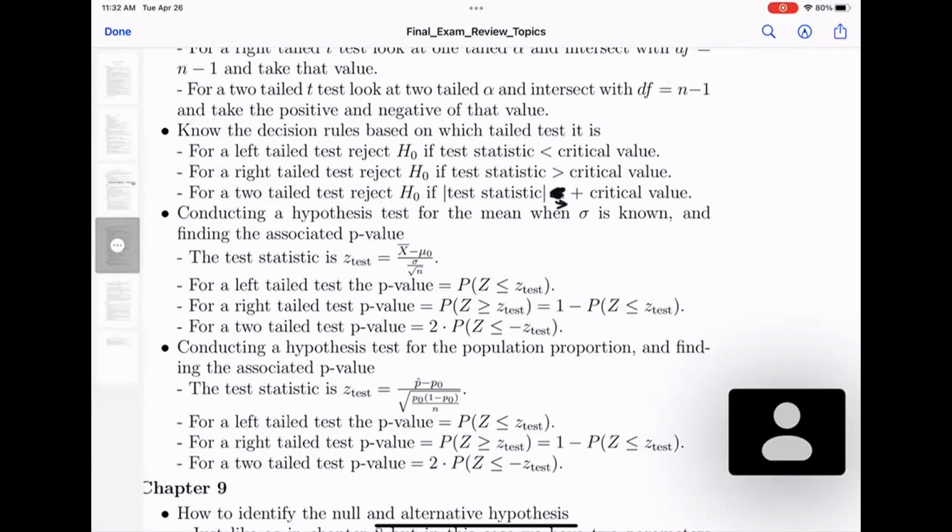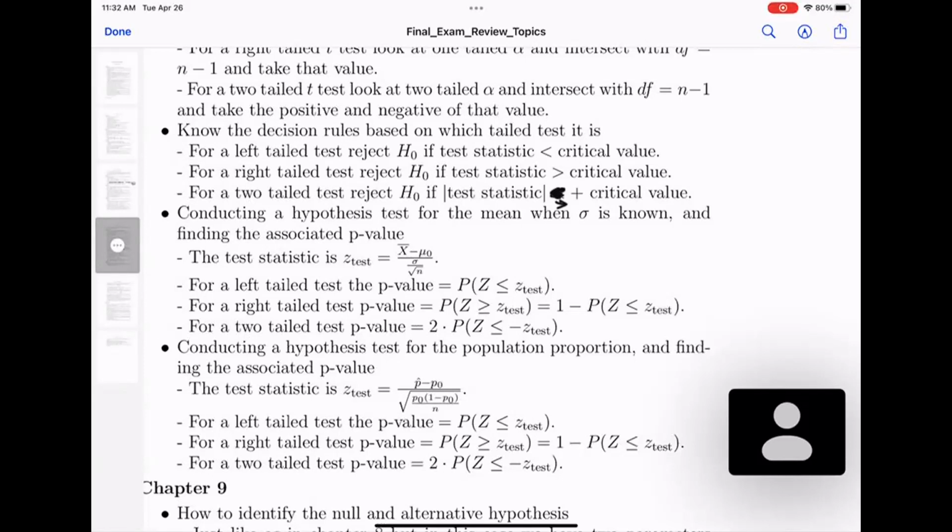Then I was even nice enough to tell you how to find the p-values. So conducting a hypothesis test for the mean when sigma is known and finding the associated p-value. So this was doing a z-test for mu. And you can find the test statistic by the sample mean x bar minus the hypothesized mean mu naught divided by the corresponding standard error of sigma over the square root of n.